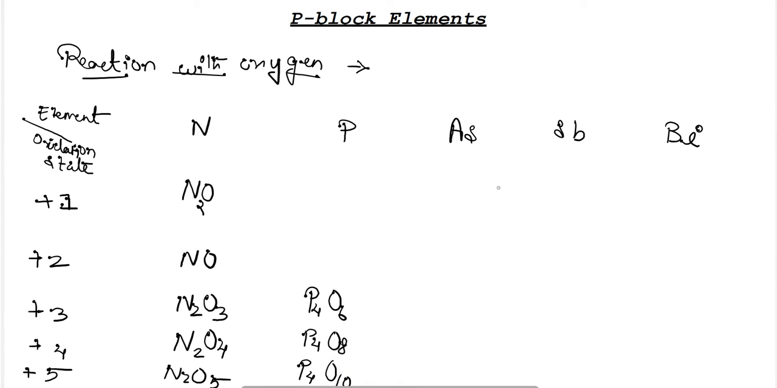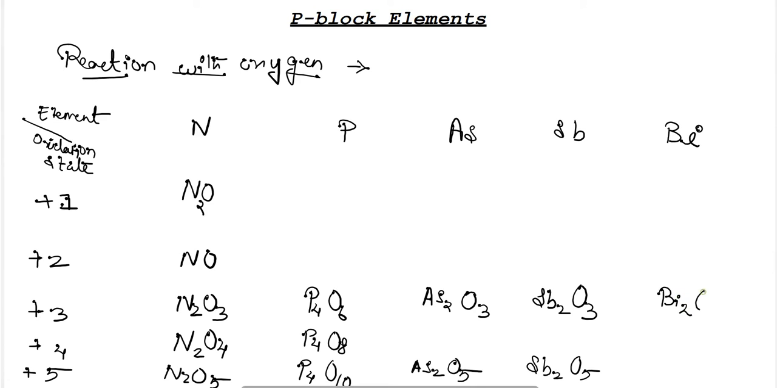Next, the arsenic. For the arsenic, we will see only two types of oxides, As2O3, that is arsenic trioxide, and the last is arsenic pentoxide. Only these two compounds will be found with the oxygen by the arsenic. Next, for antimony also only two, that is Sb2O3, antimony trioxide, and antimony pentaoxide. Last, for bismuth also, bismuth trioxide, and bismuth pentaoxide is being found.